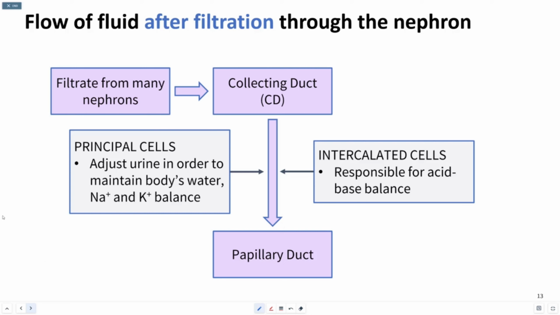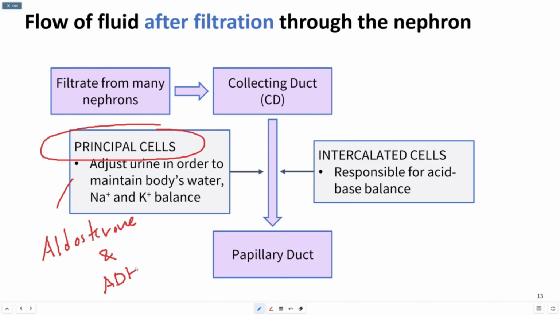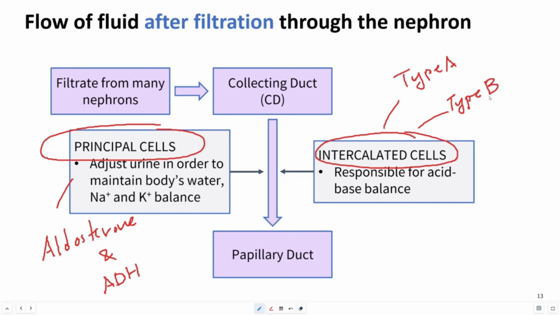The first type is called the principal cells. The principal cells have receptors that can bind hormones called aldosterone and ADH, anti-diuretic hormone. Another type of cell is called the intercalated cells. The intercalated cells have two subtypes. We have type A and type B. Both of these help regulate urine and blood pH. Type A's role is to remove protons, whereas type B cell function is to remove bicarbonate.